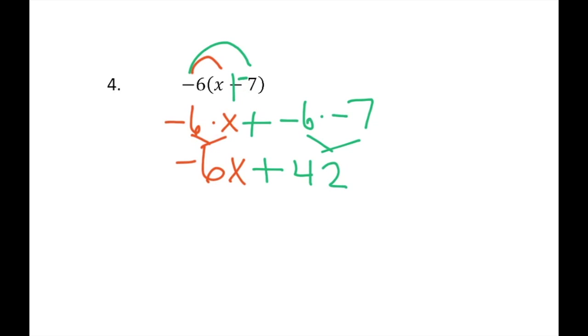So then I look here and I say, can I add a negative 6x plus a 42? Do they have like terms? Well, no, because this first one has an x and the second one doesn't. So my final answer is negative 6x plus 42.